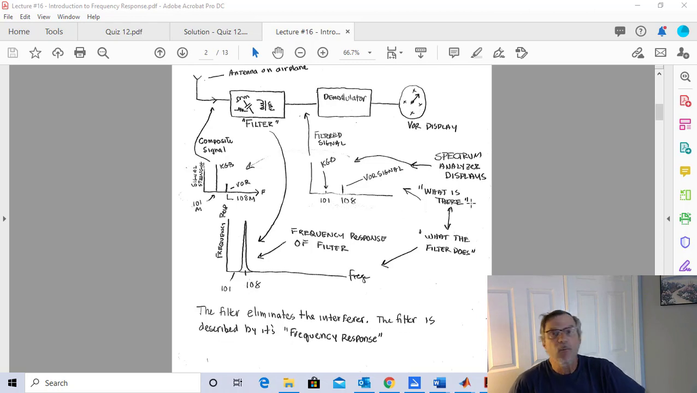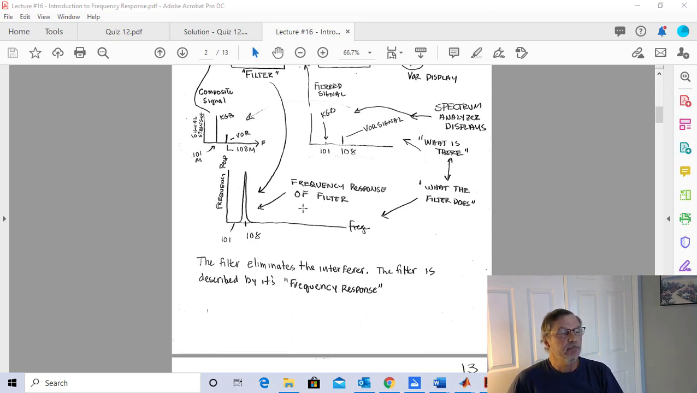And one more time, because this is so important, the spectrum analyzer displays show what is there. The network analyzer displays, and we have network analyzers too, and they're really cool and they're fun to use. The network analyzer shows what the filter does. And this plot that comes out of the network analyzer shows the frequency response of the filter, and that's what we're going to talk about in this unit.